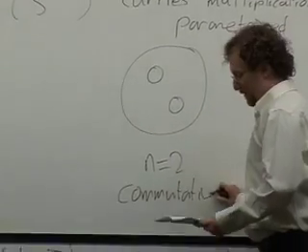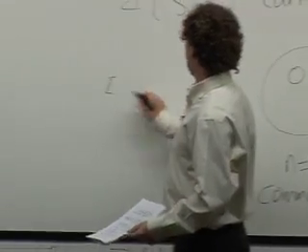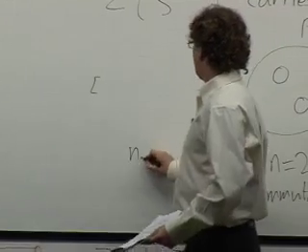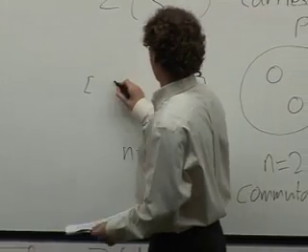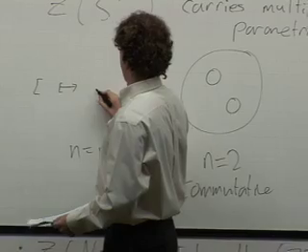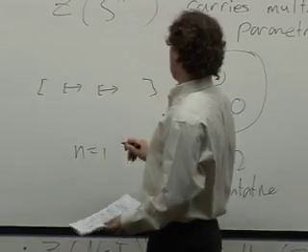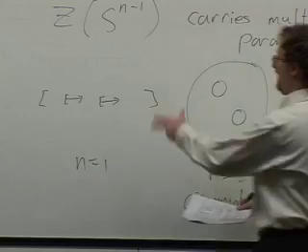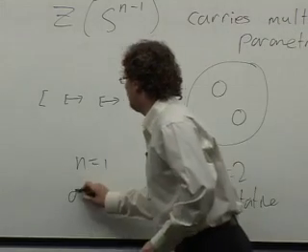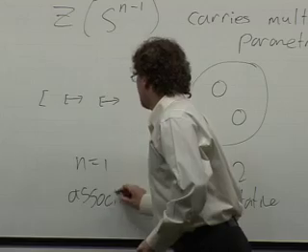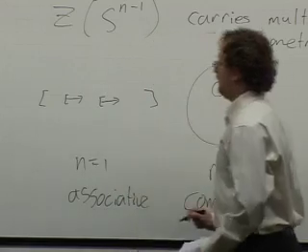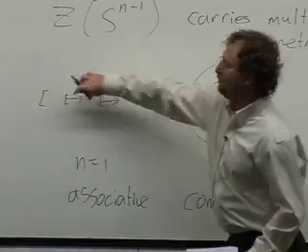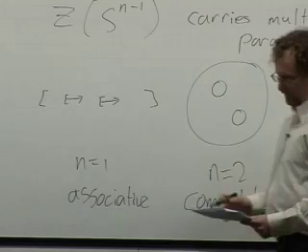I can try to draw some kind of picture for n equals 1. So my n-1 sphere is now a pair of points, and now I get a picture given by a bunch of small intervals. So this is my picture that's defining just an associative product on the pair of points. I can't move these intervals around each other inside of the interval.